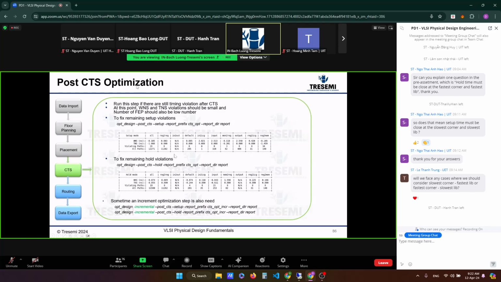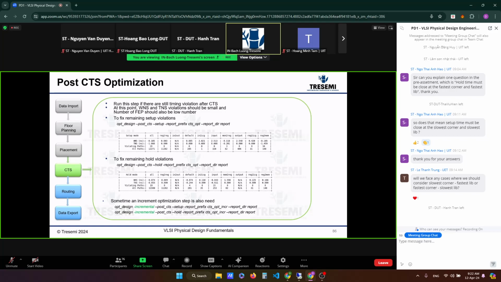Okay, so this is what post-op is after CTS. Just keep in mind, after you're in CTS, it doesn't mean that your timing will be automatically clean. So if there's violation left, whether setup or hold, you run accordingly. So you can run a post-op. If that's not clean, you run a second pass, op design incremental, and sometimes we actually run additional passes also to see if that cleans up.